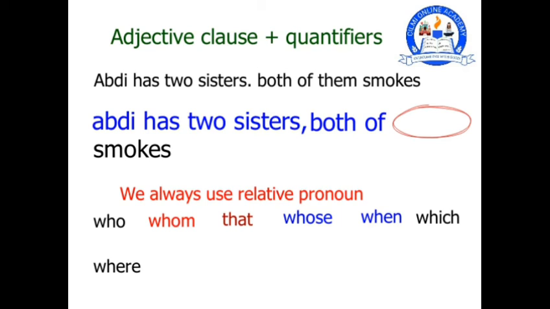Abdi has two sisters, both of them smoke: both of whom smoke. You might say that we only use whom when the subject is receiving an action. Let's go back to the sentence. Abdi has two sisters, both of whom smoke. In this sentence, the subjects are the ones doing the action, but they are not receiving the action. So in this case, we will use whom whether or not the subject is receiving or doing the action.